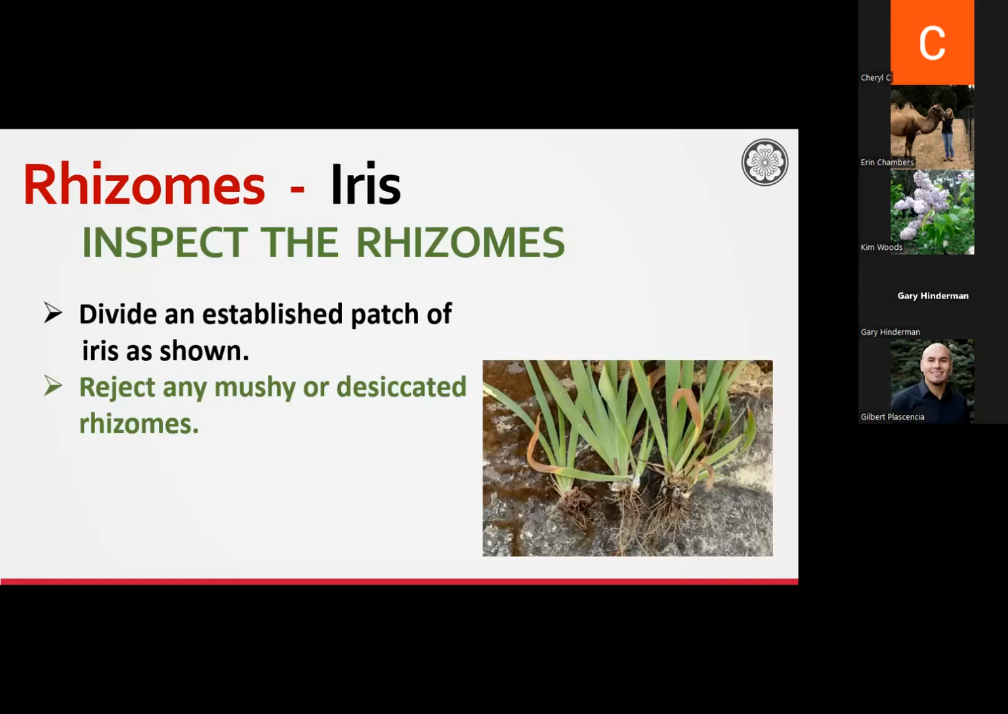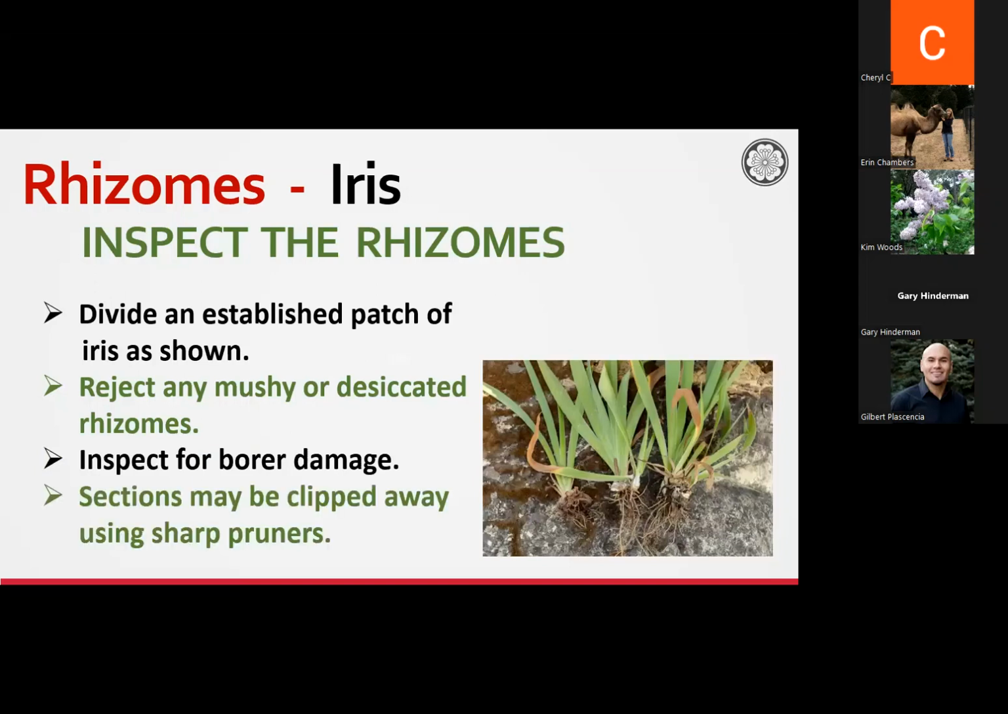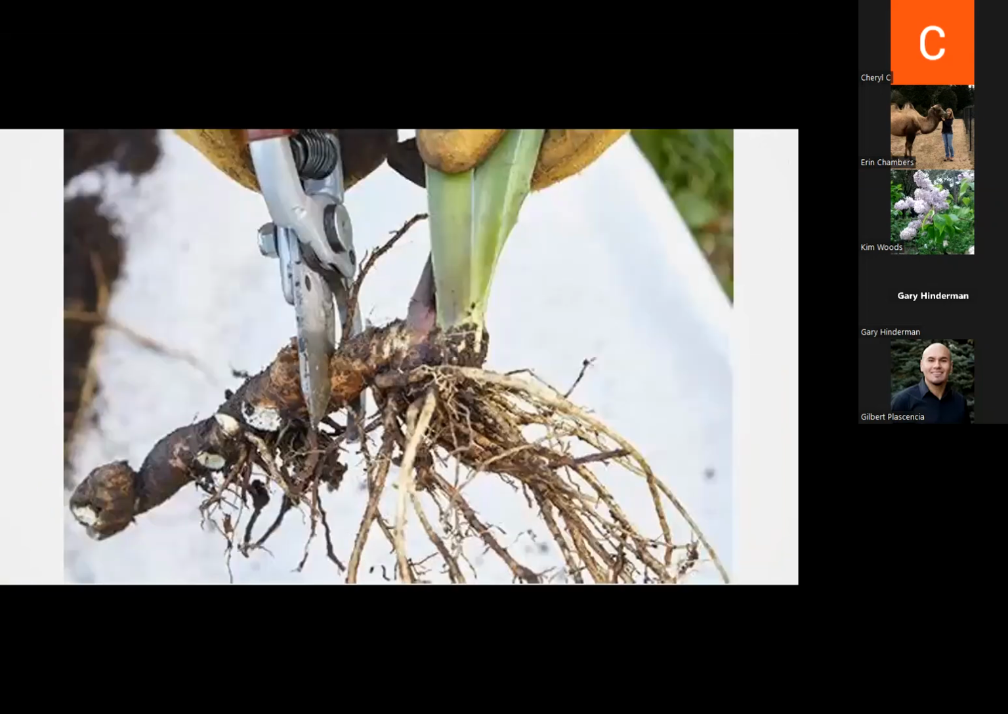Inspect for any borer damage which may have occurred, and damaged sections may be clipped away using sharp pruners. So when you pull up your rhizomes, and in this case iris, you do want to look at the entire rhizome itself and check to see if there's any places with severe damage, if they're soft in any way, and if there's any borer damage in the roots.